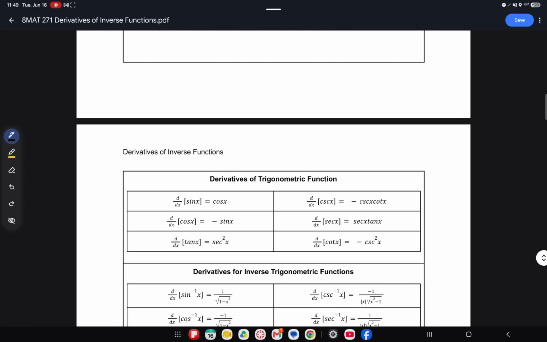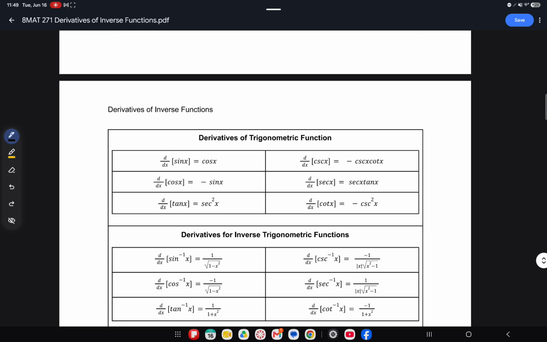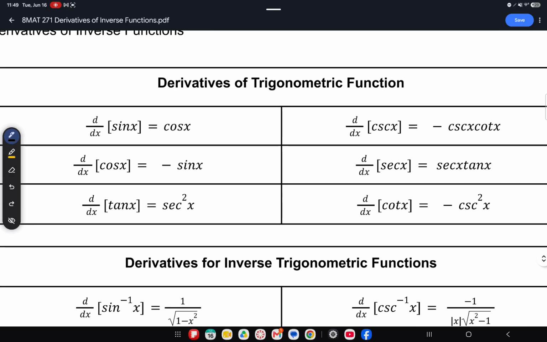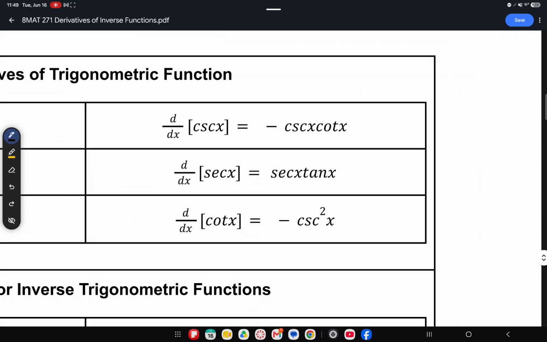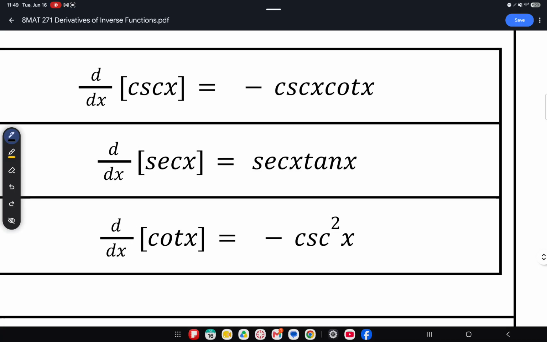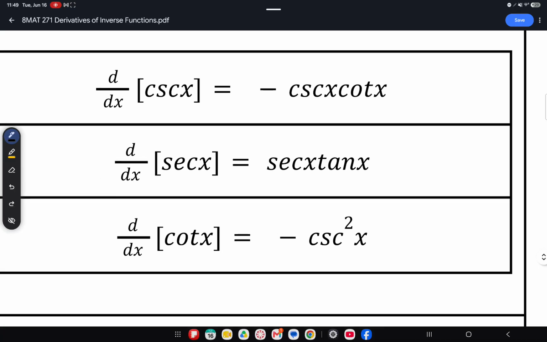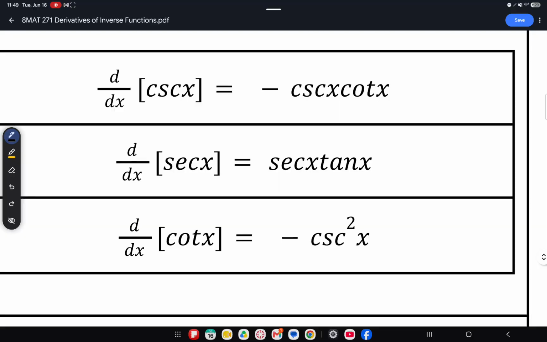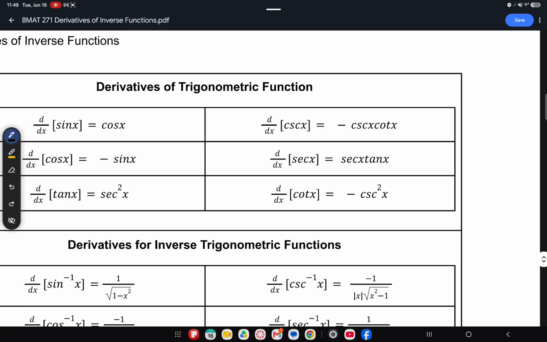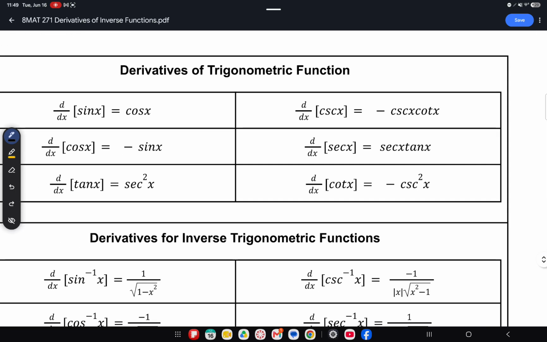All right, let's do some inverse trig. So I have a reminder of some trig functions. I know we've talked before about the main trig ones here, but I went ahead and listed the other three we hadn't talked about previously. So the derivative of cosecant is negative cosecant cotangent. For secant, it's secant tangent. And then cotangent, negative cosecant squared. And we can do chain rules with all of these as well.